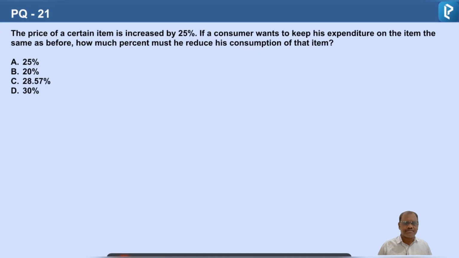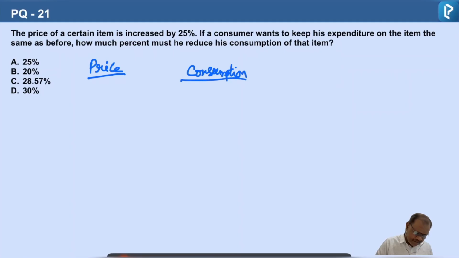Question number 21. The price of a certain item is increased by 25%. If a consumer wants to keep his expenditure on the item the same as before, how much percent must he reduce his consumption of that item? So let us write down the headings: price, consumption, and the amount spent.